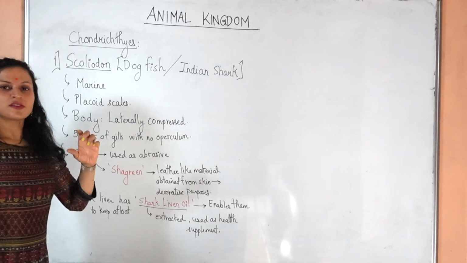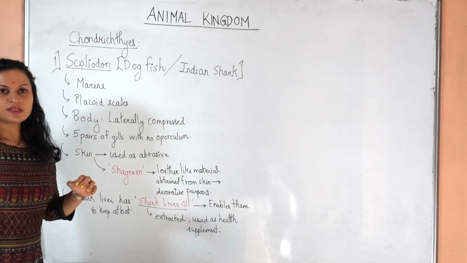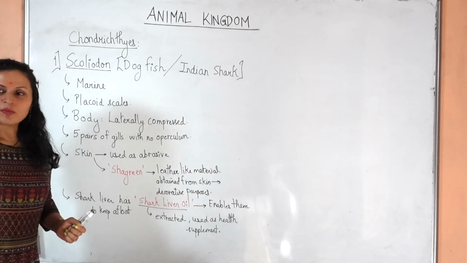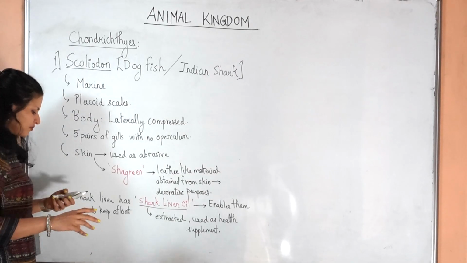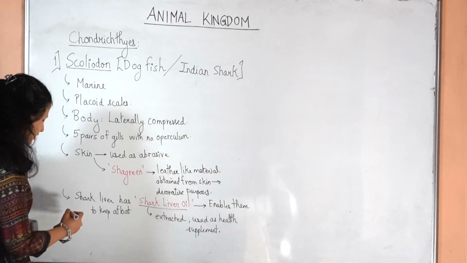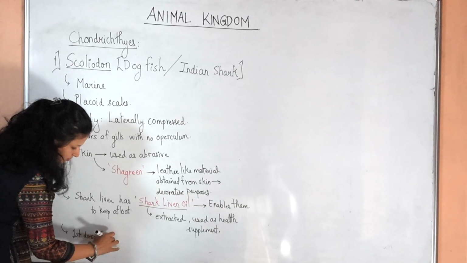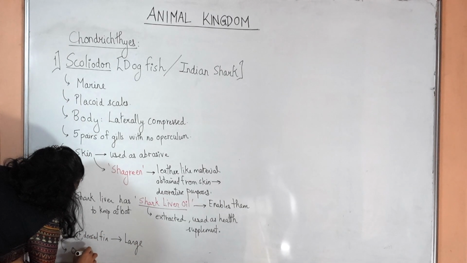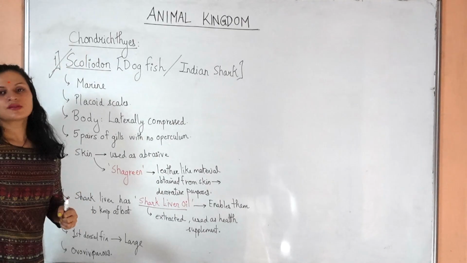The first dorsal fin of the sharks is quite large. You must have seen notably in movies and all, when the sharks arrive, what is prominently seen is the fin. The first dorsal fin is seen very prominently. First dorsal fin is quite large, and these beings are known to be ovoviviparous. Important example from NCERT, Scoliodon.